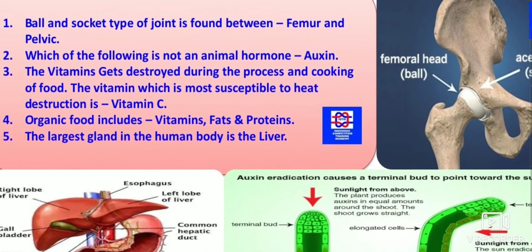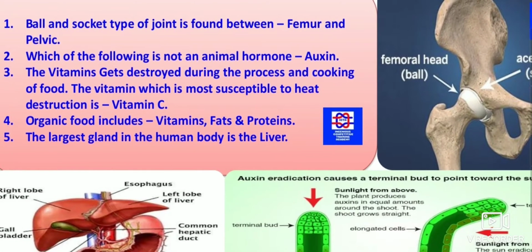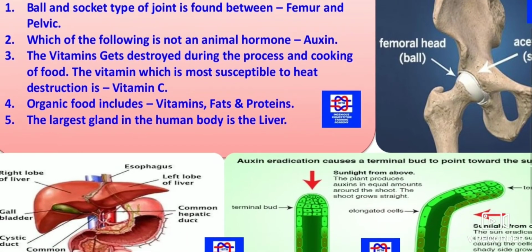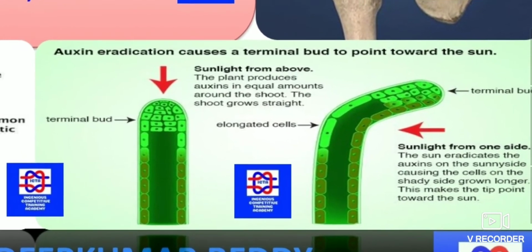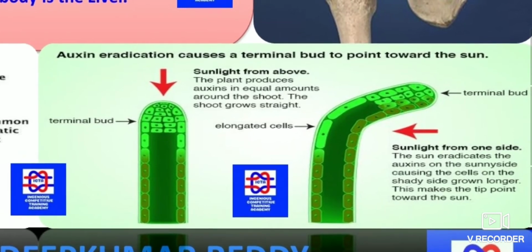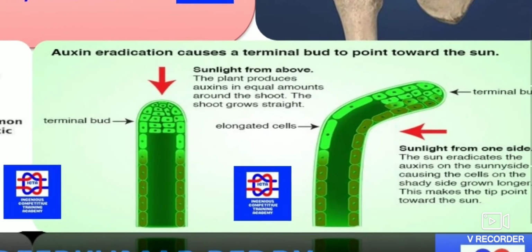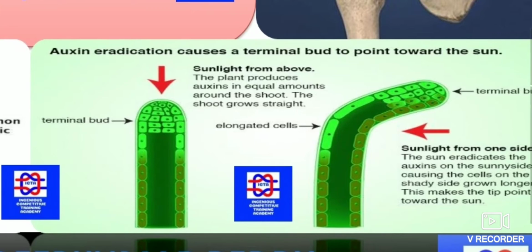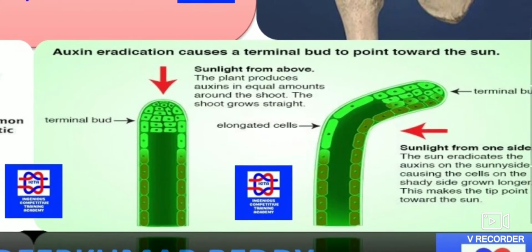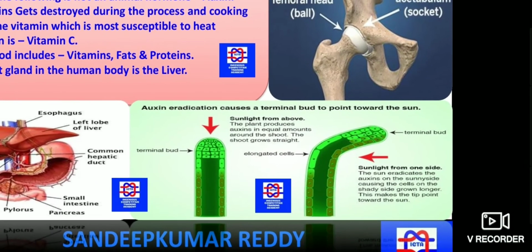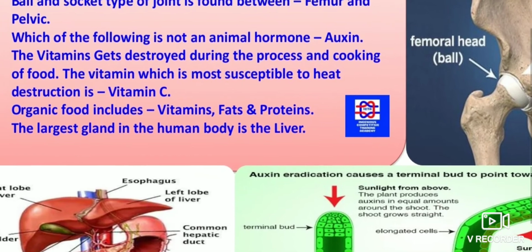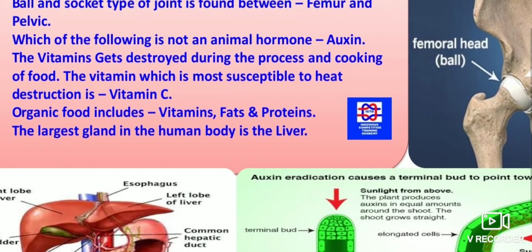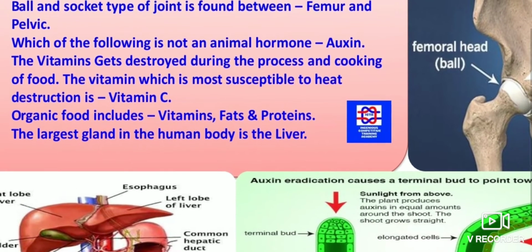Which of the following is not an animal hormone? That is, auxin is the one which is not an animal hormone. Auxin, you will find in plants. Sunlight from above the plant produces auxins in equal amount around the shoot. The shoot grows straight. So here it is clear that auxin, the one which you will not find in animal hormones, is a part of the plant.